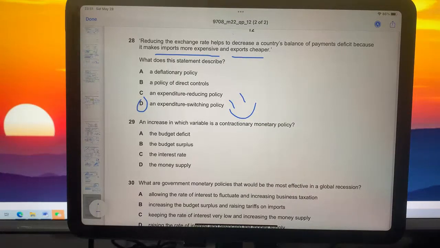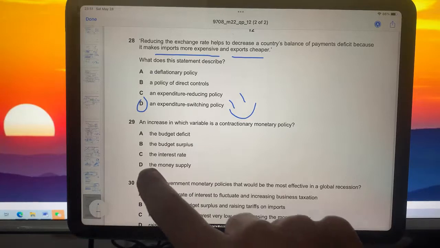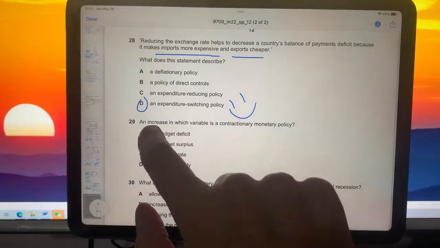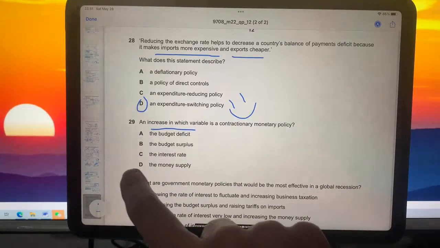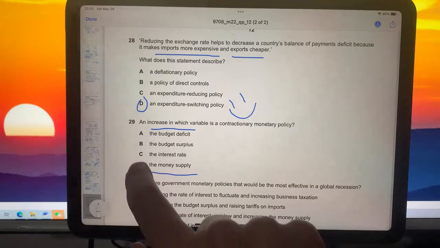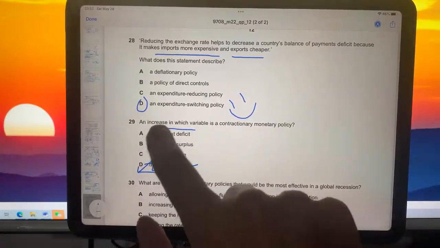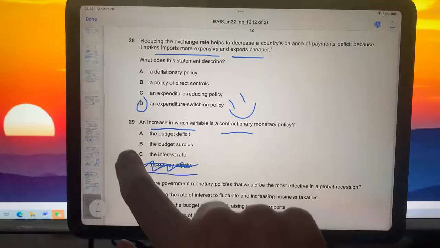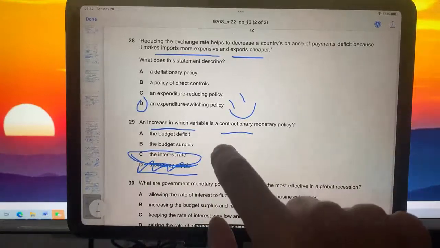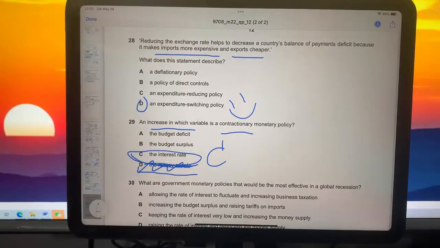29 says an increase in which variable is a contractionary monetary policy. Oh, but you can imagine the answer in your head immediately. Contractionary monetary policy is increase interest rates or, well, reduce the money supply. So, an increase in which, but it says an increase in which. So we're not going to increase the money supply, right? Because that's inflationary and we want contraction. So it's going to be an increase in the interest rate. The answer for 29 must be C, right?